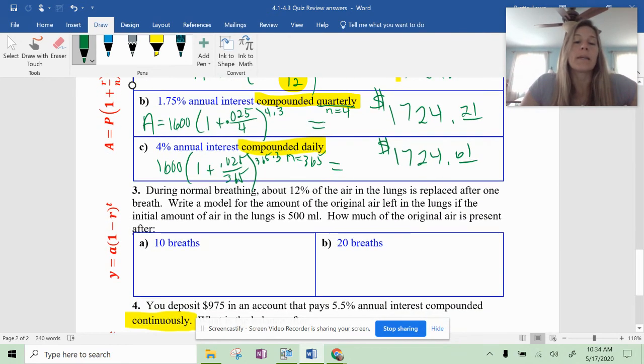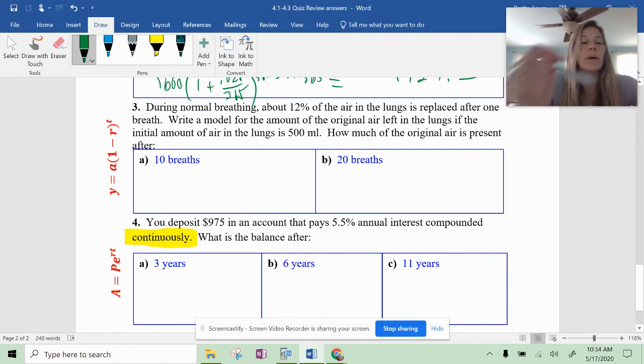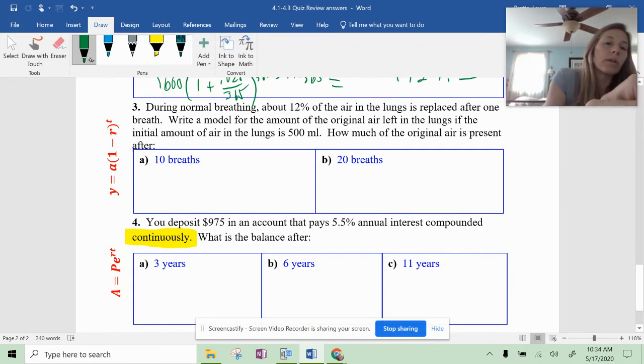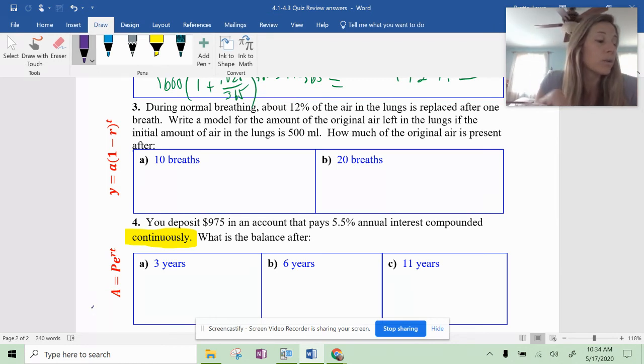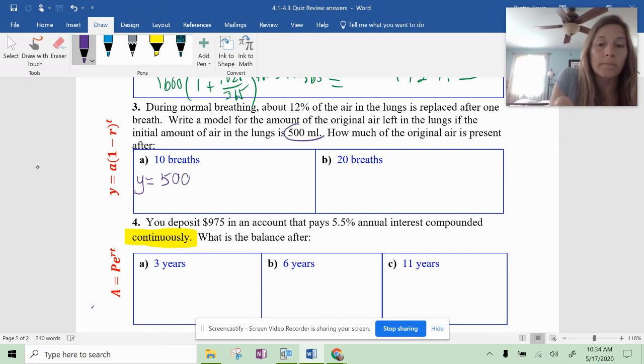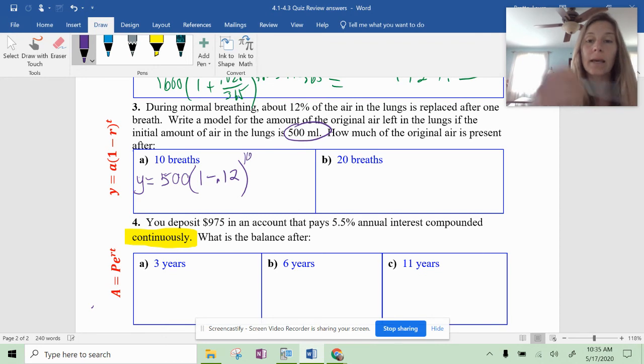Okay, so number 3, like I said, typically with the decay problems, you're going to see something like you buy a car and it loses value. In this case, we're talking about the air in our lungs, so it's decreasing. So when 12% of the air is replaced, that means you're losing that 12%, and then that's going to be replaced with the next breath. So your initial amount is the 500 milliliters here. Then you're going to do 1 minus 0.12, and then you're going to raise it to 10, because it's 10 repetitions of this. So in a money problem, it'd probably be like 10 years. In this case, it's 10 breaths, I believe.